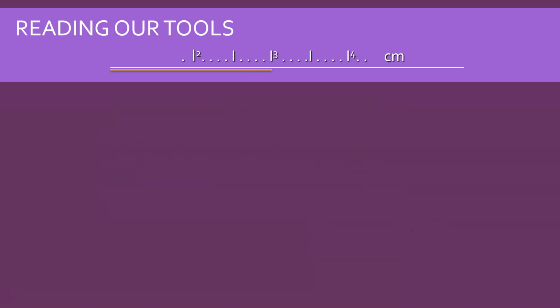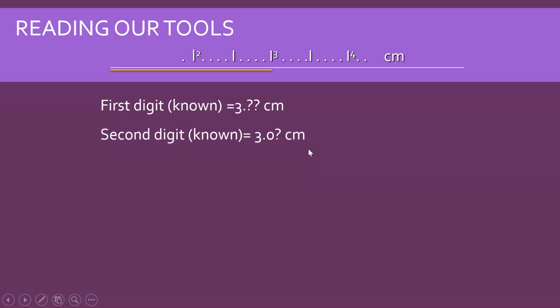Let's try it again. This time our orange line has gotten bigger, but let's follow our same steps. My first digit is known. I can see that it is on the 3. Doesn't make it to the 4, definitely past the 2. And I can also see it doesn't make it to the 1. So I know it is a 0.0.